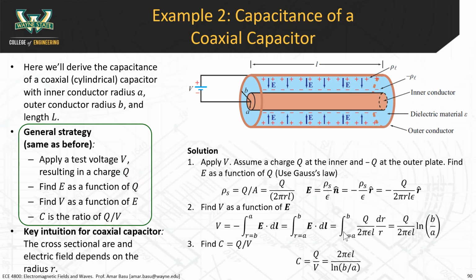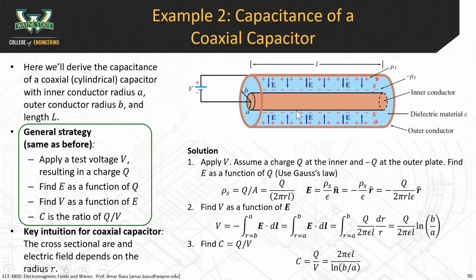So the next thing we can do is derive the capacitance of a coax capacitor. This is maybe a relationship that you don't know. But the point I'm trying to make here is that the same strategy can be applied to the coax capacitor situation. I want you to see how that works here.